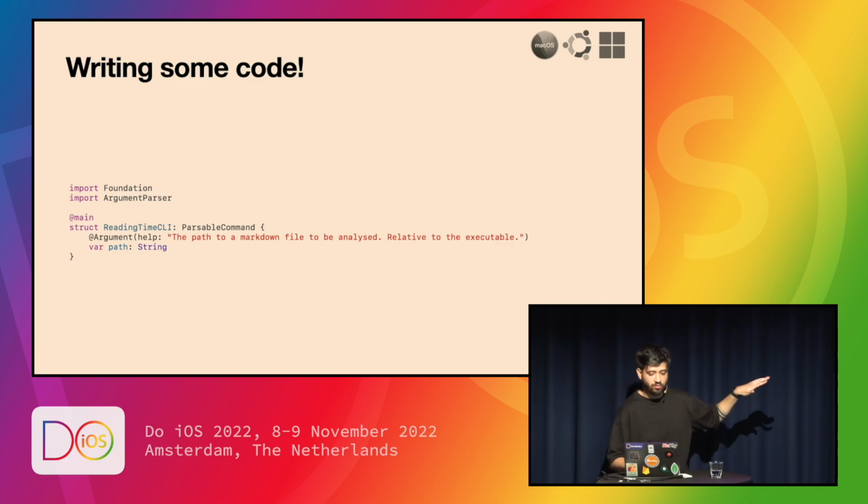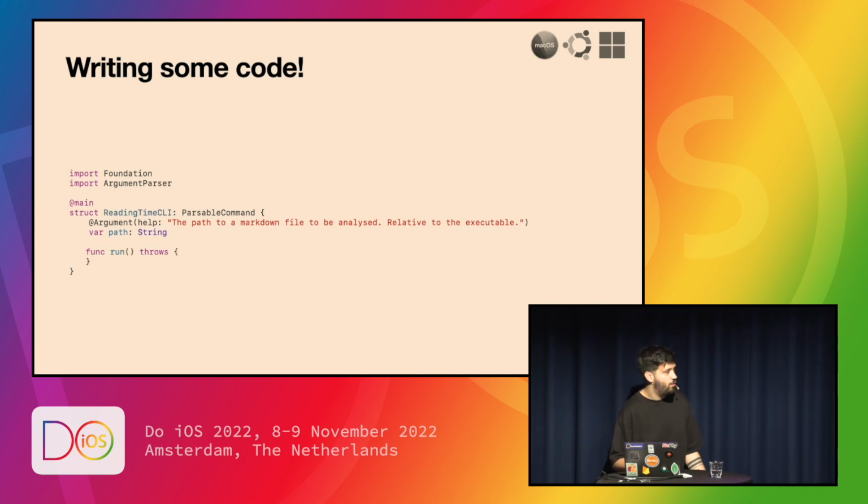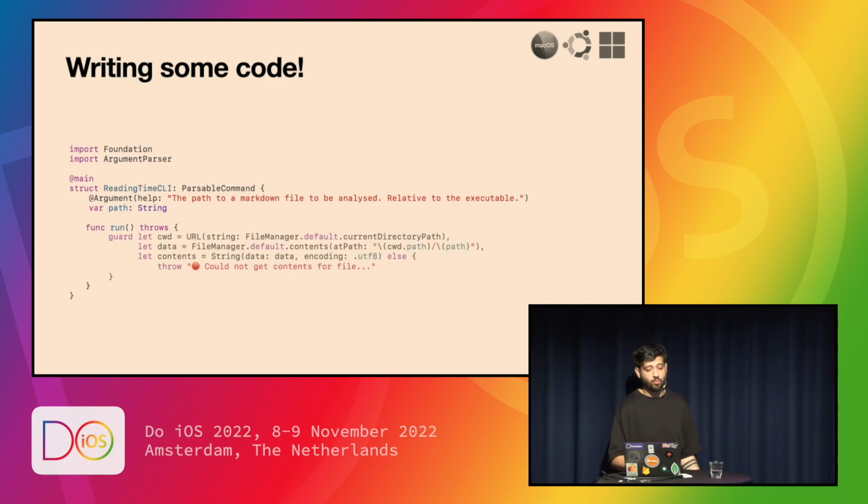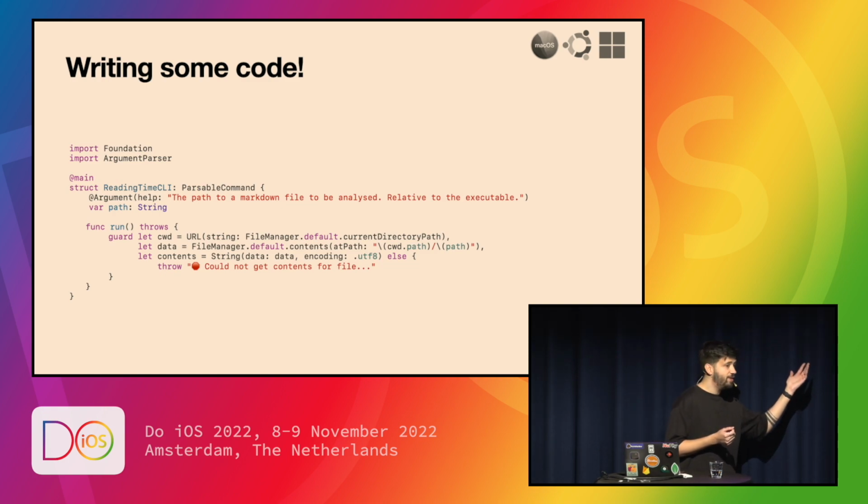Same thing as a script did. We want to get that functionality back. And we just make a run function, which is where the code will execute. So this run function will already look very familiar. So we do some file manager stuff to get the contents for that path that the user provided.